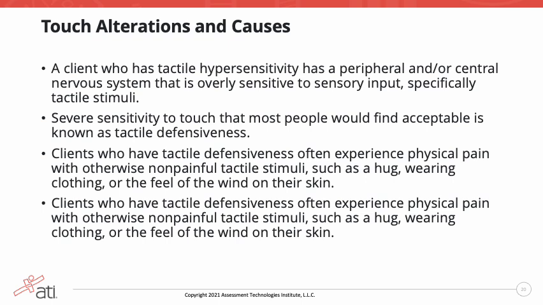Touch disorders occur in the perception of stimuli, ranging from the inability to detect touch to the complex cognitive inability to recognize objects through touch. A client who has tactile hypersensitivity has a peripheral and/or central nervous system that is overly sensitive to sensory input, especially tactile stimuli. These clients may be unable to wear clothing that has a zipper or a shirt that has long sleeves. Sensory sensitivity to touch that most people would find acceptable is known as tactile defensiveness.